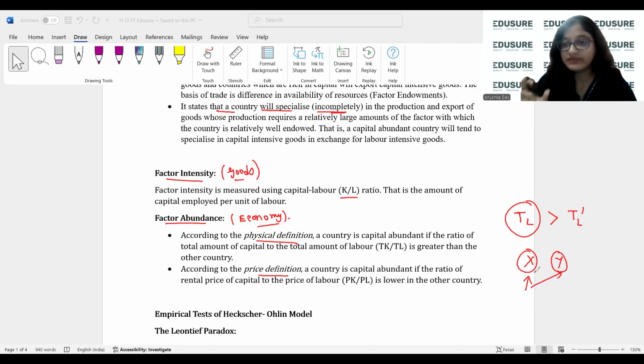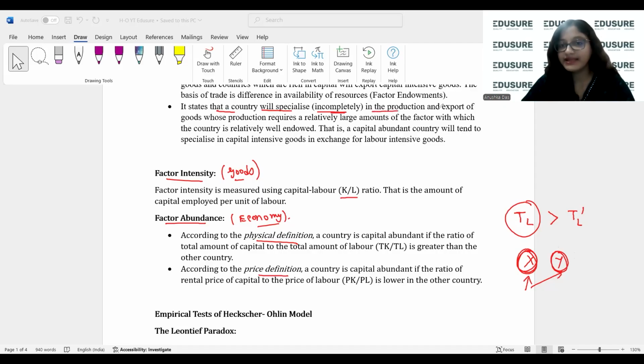We have seen complete specialization, where if you are specializing in one particular good, you will produce only that good. All your resources will be devoted to that good only. None of your resources will be devoted to the other good. But this is one of the exceptions in Heckscher-Ohlin. That is why it is a more realistic scenario. Economies usually produce all the goods in some amount. So if you are a labor abundant country and X is a labor intensive good, you will produce more X than Y. That is what is known as incomplete specialization.